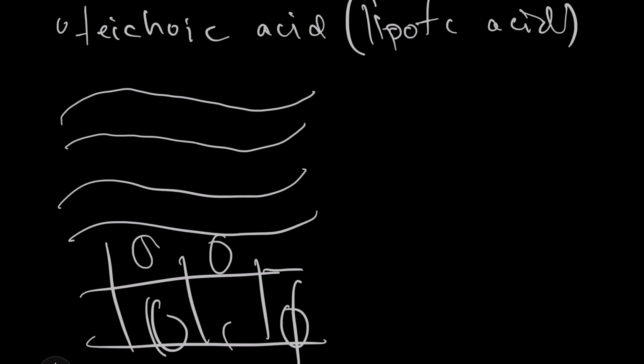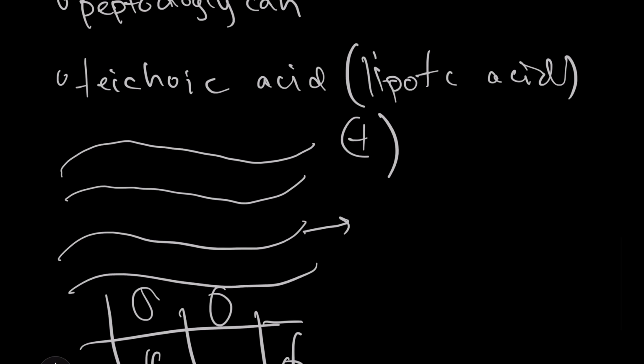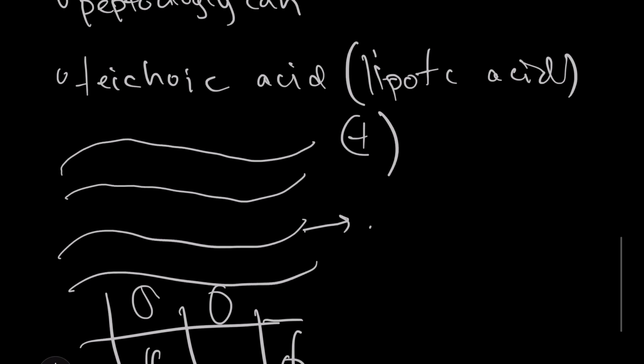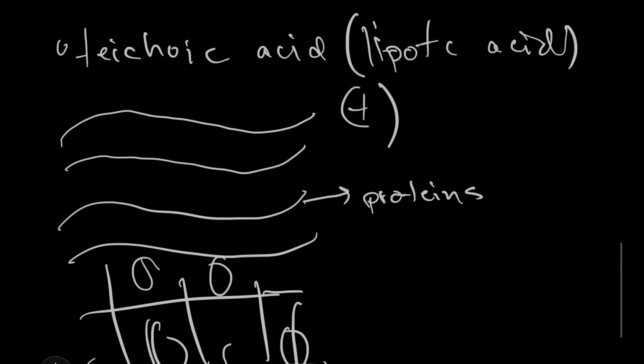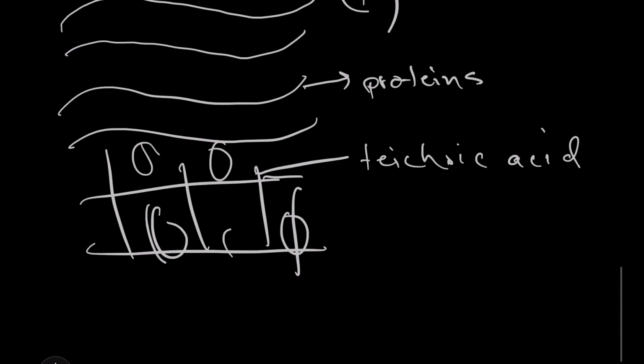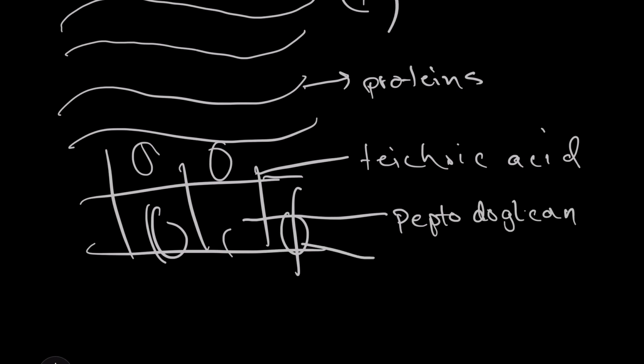So this is our gram-positive. These parts are just binds of proteins. This is our teichoic acid. Here's our peptidoglycan. And these are membrane proteins.